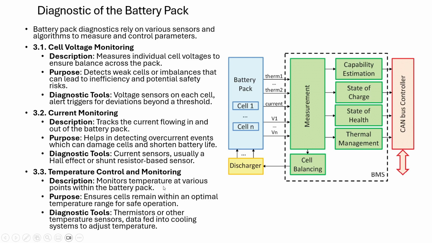Temperature control and monitoring. Under this, the BMS unit monitors the temperature at various points within the battery pack. It is to ensure the cells remain within an optimal temperature range for safe operation. If the temperature exceeds the range, that is a problem. If the temperature is too low within the pack, that is also a problem. So it has to monitor and check against threshold values. The diagnostic tool used for this is a thermistor or any temperature sensor. The data coming from these sensors is fed into the cooling system to adjust the temperature.